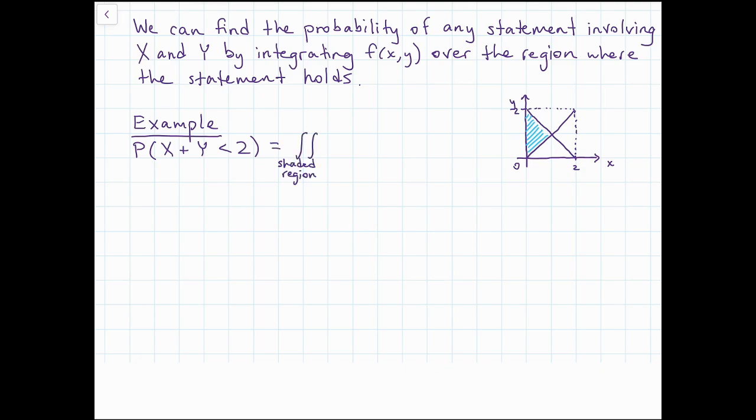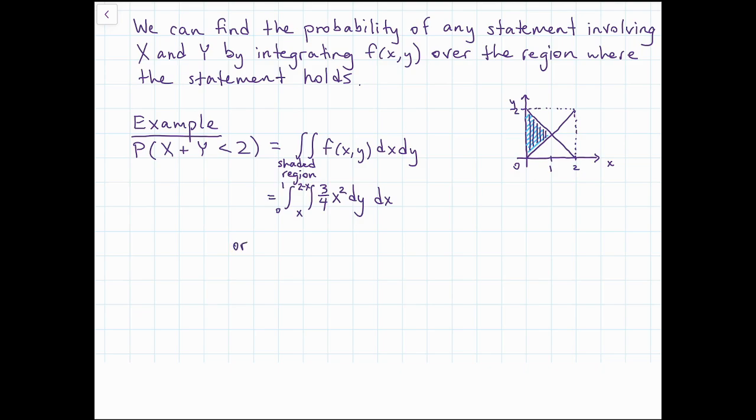So again, we're going to integrate over that shaded region f of xy with respect to both variables. Now, again, we could do this in two different ways. If we integrate with respect to x first, x goes from 0 to 1. And then for each value of x, if we slice it up this way, y is actually going from x up to 2 minus x. So we could integrate our joint PDF in that direction.